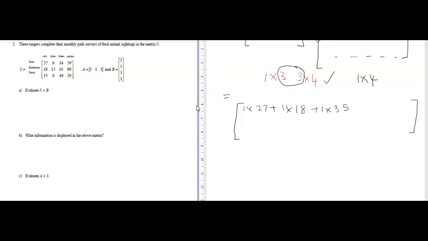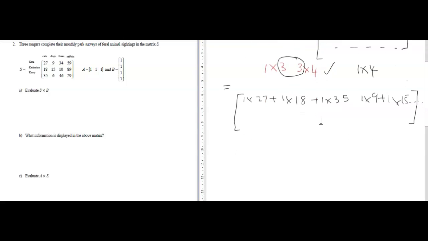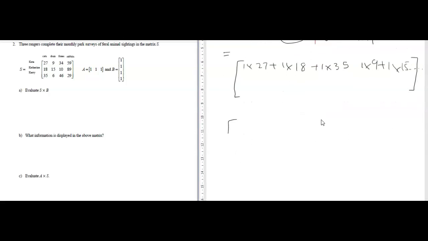And then I'm getting confused because I'm looking at the matrices in the different order. Okay, so we've done this row by the first matrix, and then you're going to have 1 times this second row, 1 times 9 plus 1 times 15, and you're going to keep going. So remember, it's a 1 by 4 matrix, and I'm sorry I can't fit all the working out in, but you're going to have 4 numbers.